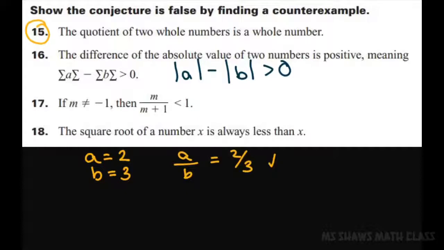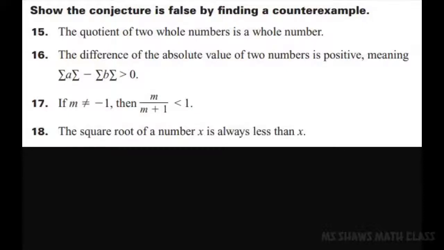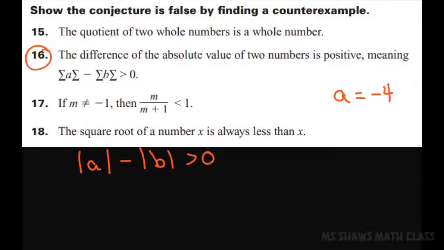Now this one, I don't know what happened, but these are supposed to be absolute value signs. So let's do that one. Number 16: the difference of the absolute value of A minus the absolute value of B is greater than 0. So let's let A equal -4 and B equal -5, and plug this in.